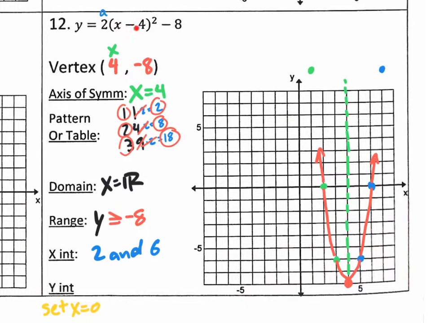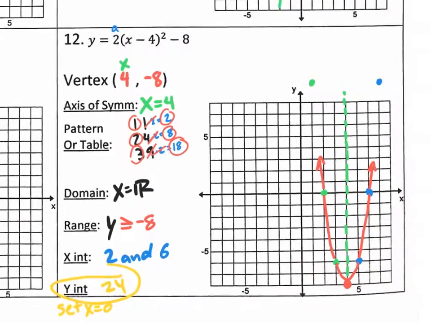What's 0 take away 4? Negative 4. What's negative 4 squared? Negative 4 times negative 4 is 16. What's 16 times 2? It's 32. And what's 32 take away 8? That is 24. So the Y-intercept is 24. What does that mean? That it's going to cross way up here at the value of 24, somewhere way up there, right? Anyways, we've answered every single thing that we can about this parabola.